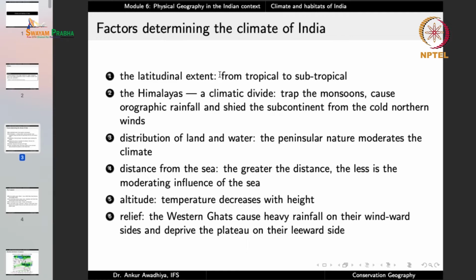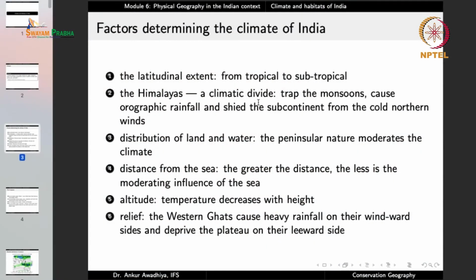The first is the latitudinal extent. So we saw that the southern portion of India is a tropical area and the northern portion becomes subtropical. Now, given that India is a very large country, roughly 3000 kilometers across and 3000 kilometers from north to south, it is easy to expect that different parts will be having different climates. So, India does not have a single climate. Different portions will have different climates. And there is a marked difference between north to south and between west to east.